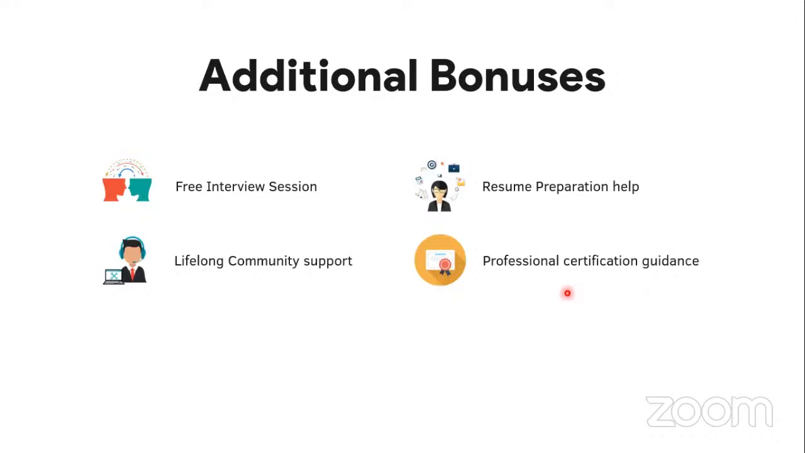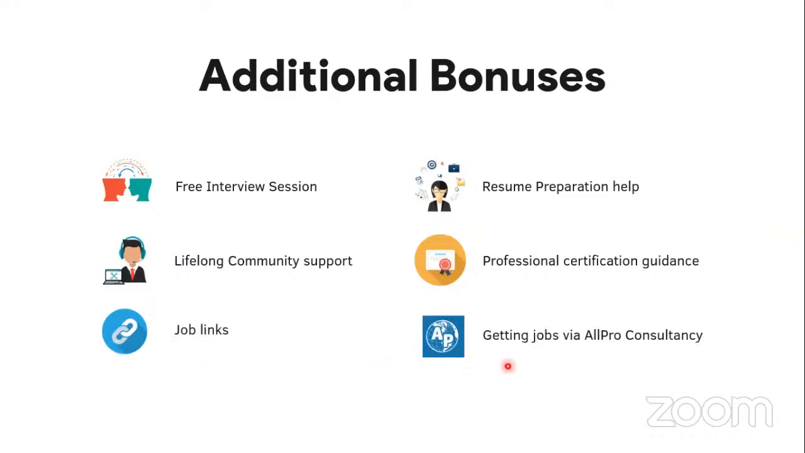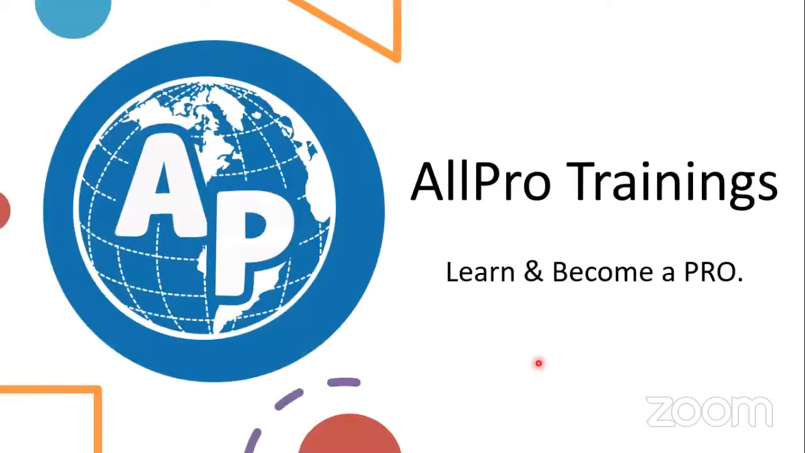Then professional certification guidance, which is a very important thing. Once you complete the course, you will get a certificate from our training center, and the trainer will guide you to get the professional certification. Then job links, as we are also running the AllPro consultancy. The first preference for jobs goes to people who trained in AllPro trainings. You will get the first preference for whatever jobs and tie-ups we have with various MNCs, so you can easily get a job via this AllPro consultancy. So this is all about AllPro training students, right?